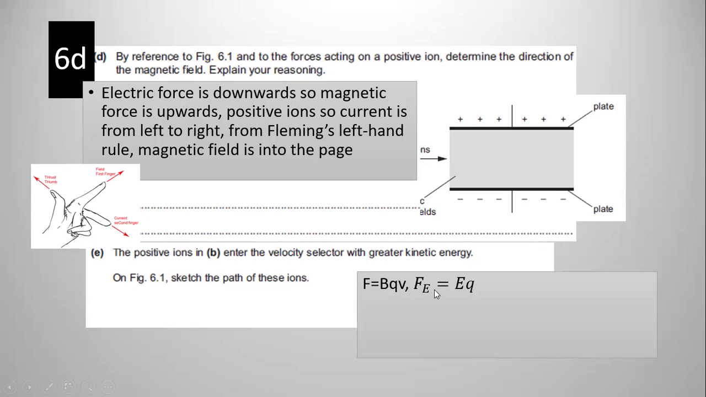Magnetic force depends on velocity. Electric force doesn't depend on velocity. So if the kinetic energy is greater, the velocity is greater, so the magnetic force is greater. So you're going upwards, right? Electric force is downwards. Okay, good.